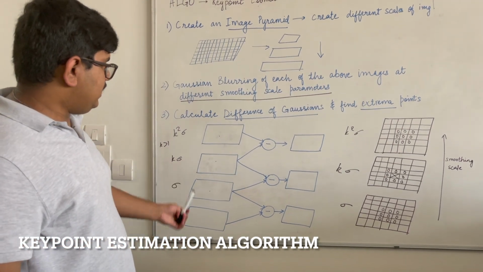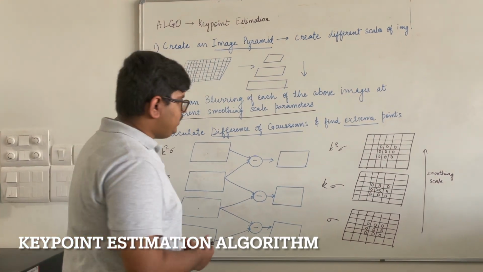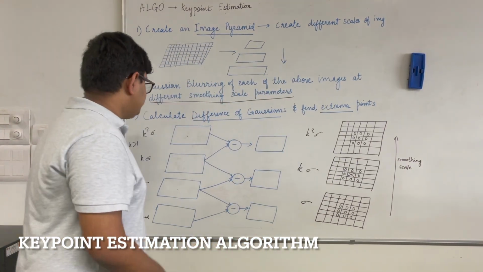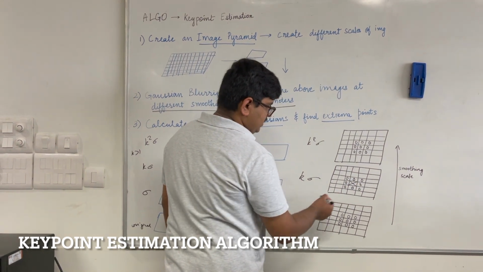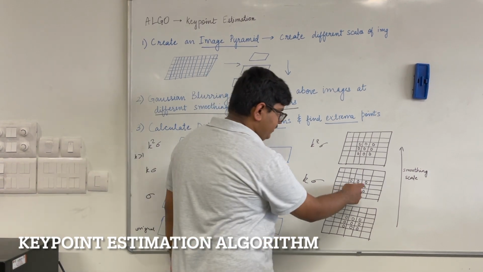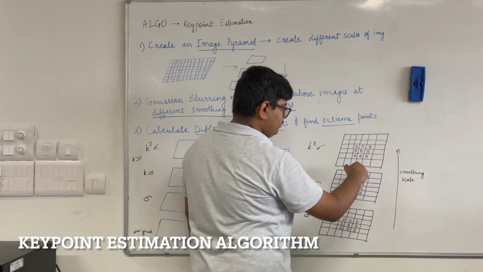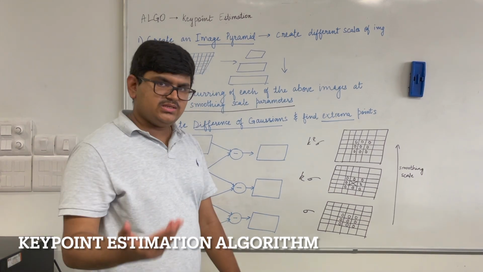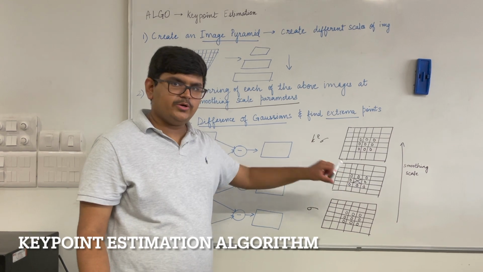So now, as we have the difference of Gaussians, we will now calculate the extrema points. How we'll calculate the extrema points is we take these three layers, for example, and we'll see if this point x in the k sigma layer is an extrema point or not. So we compare this point with its neighbors here, so these 8 points, and we'll also compare it with the 9 points at the upper scale in the blurring and the lower scale in the blurring. The comparison can show whether this particular point is an extrema point or not.